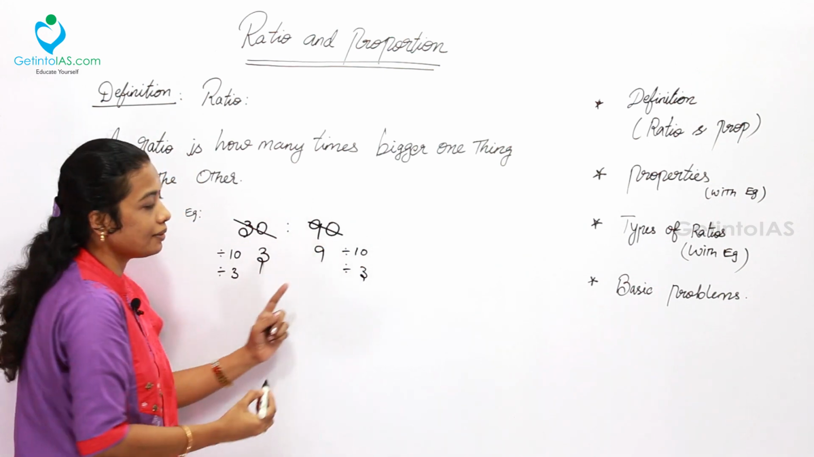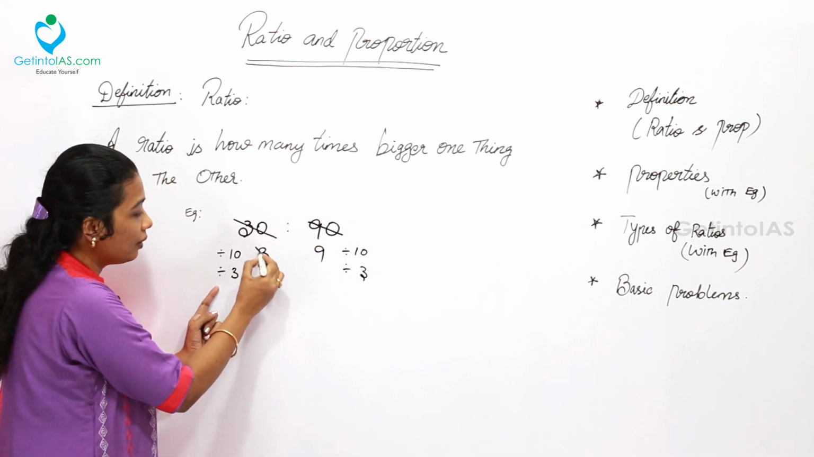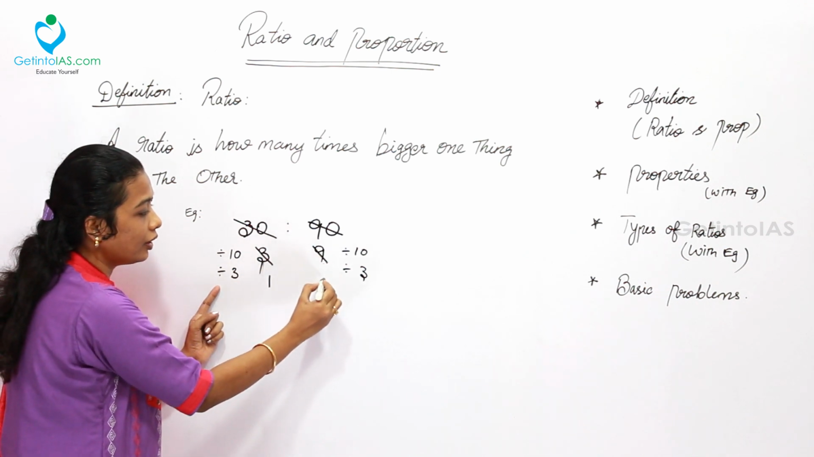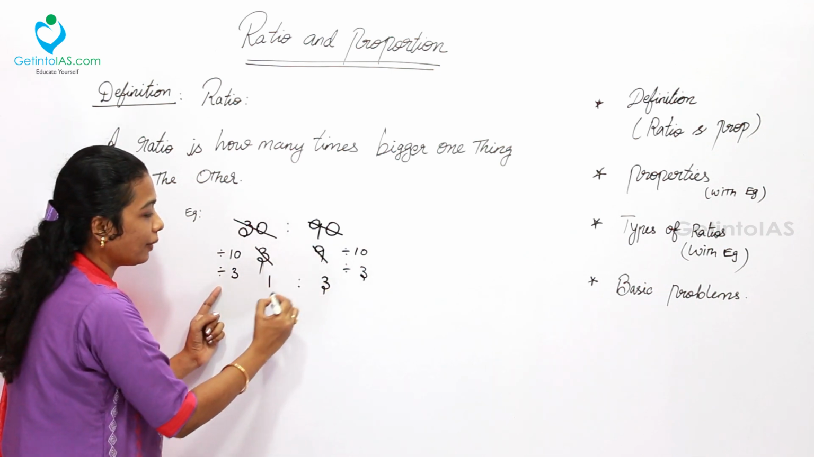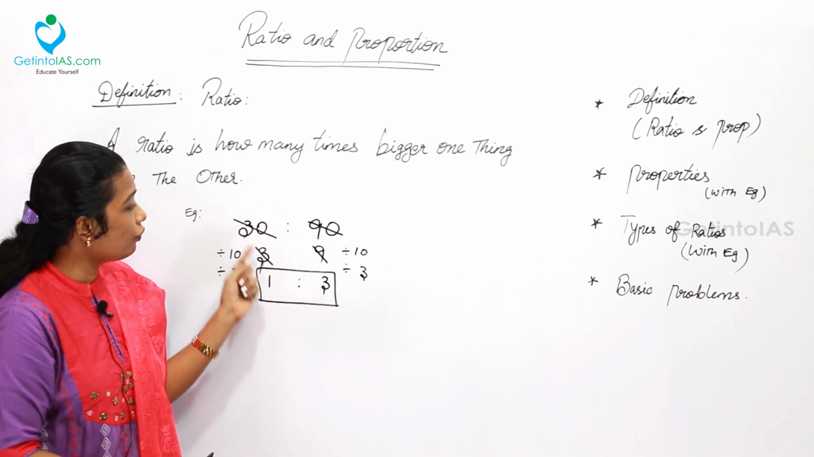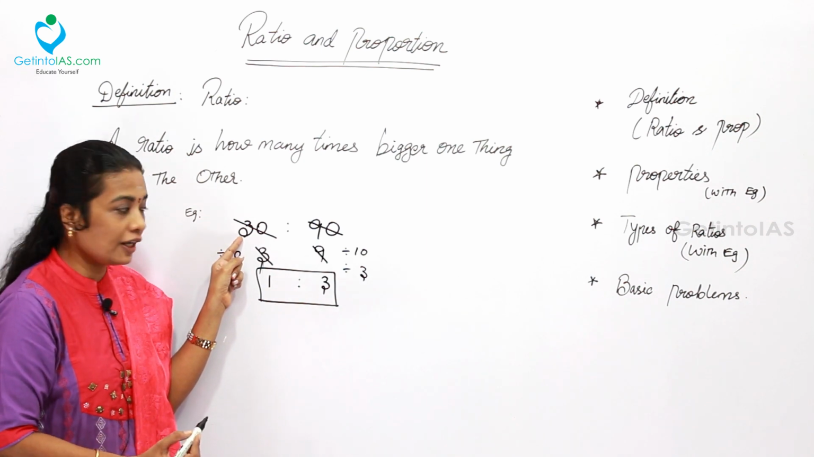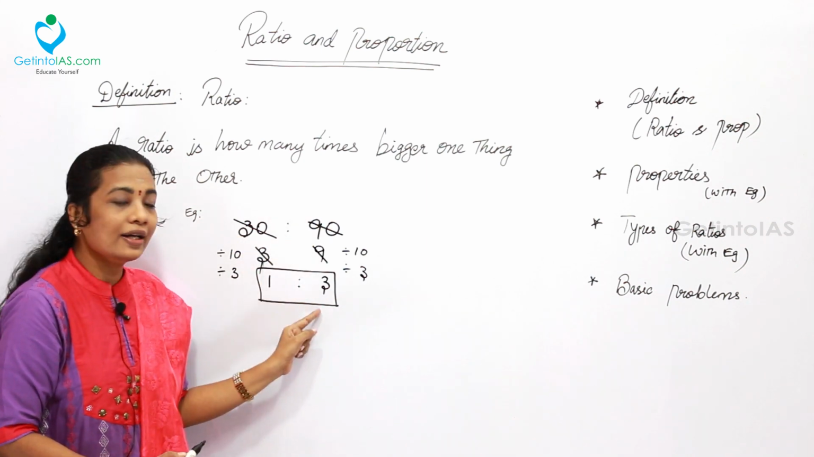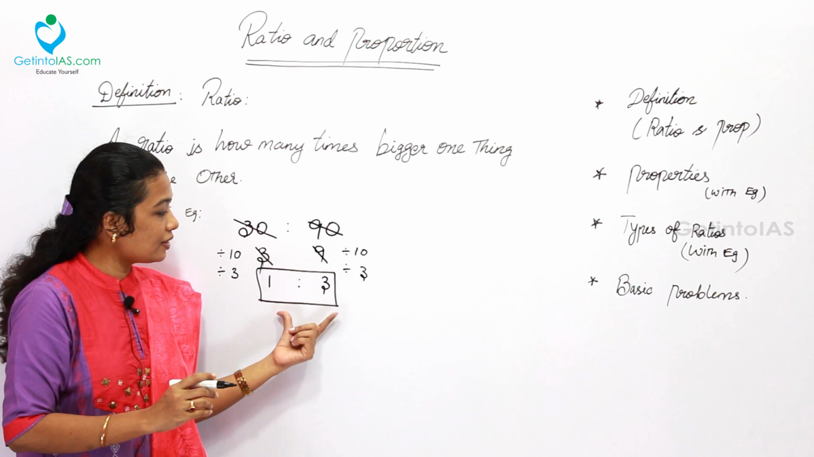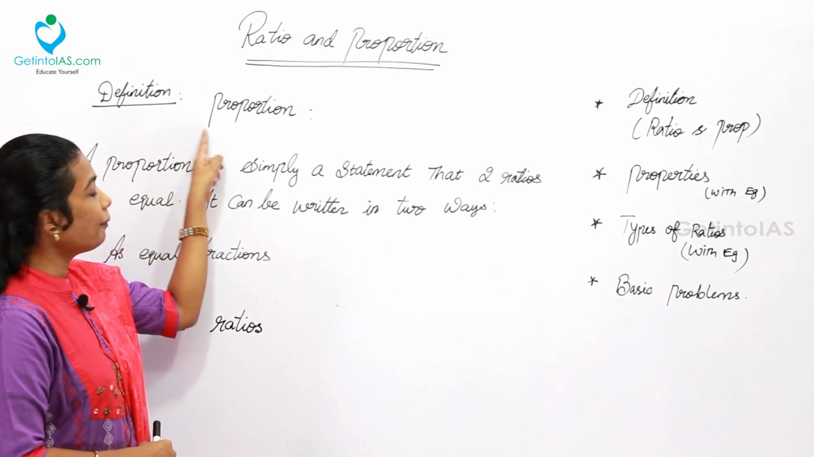Here 9 times 10 is 90. Again I can divide by 3, being the common value over here. Here 3 times, here 1 time. Finally I got 1:3. Initially what was the number? 30 and 90. 30 is simply one part and 90 is 3 parts. That is the meaning of ratio. The next one is proportion.